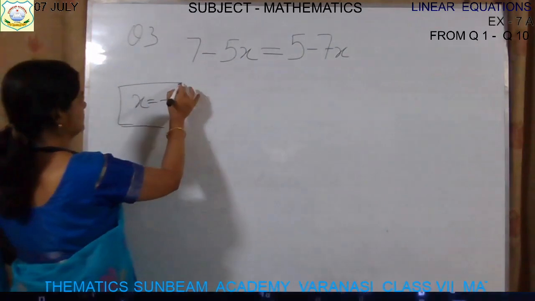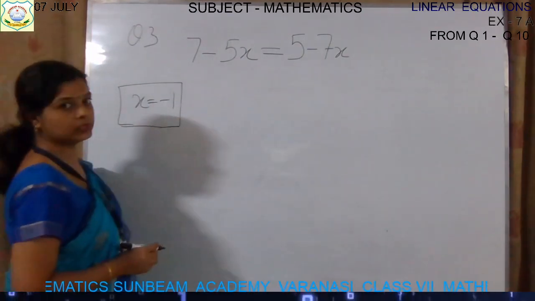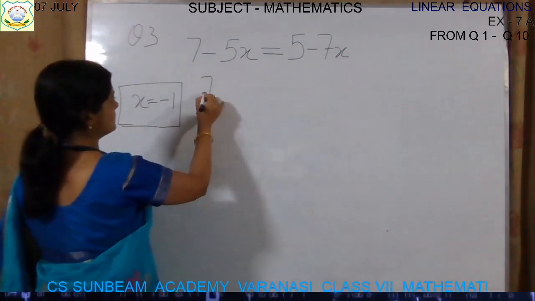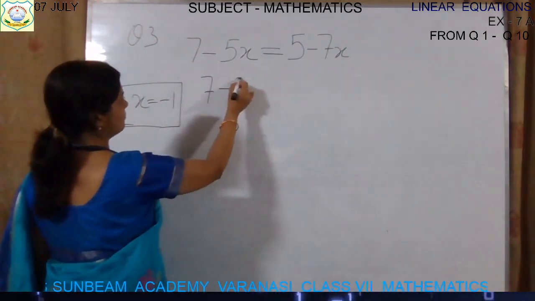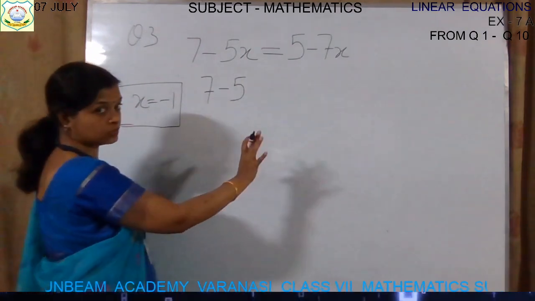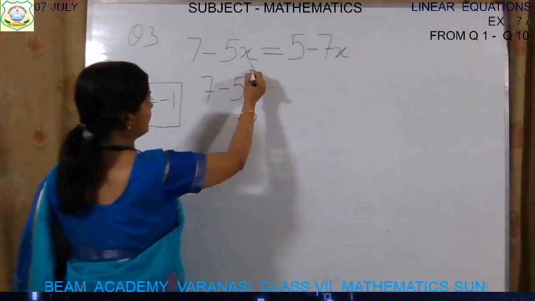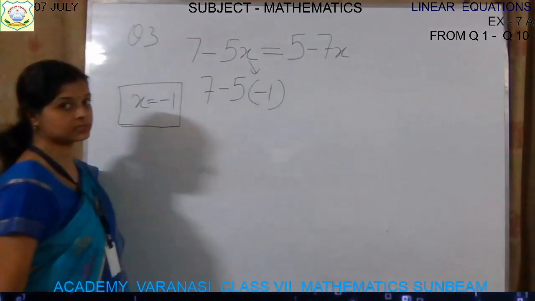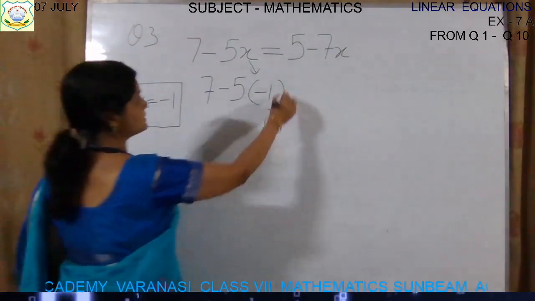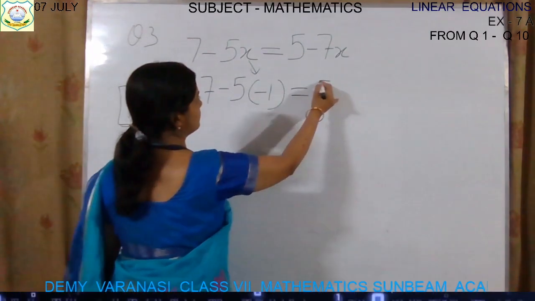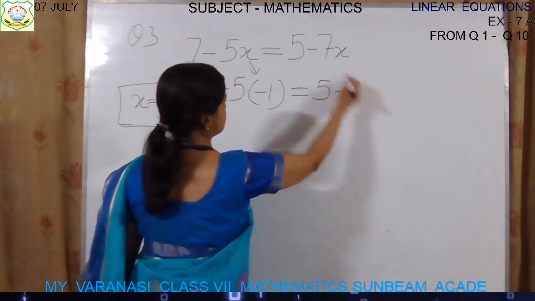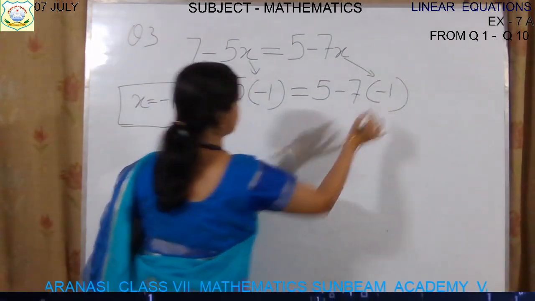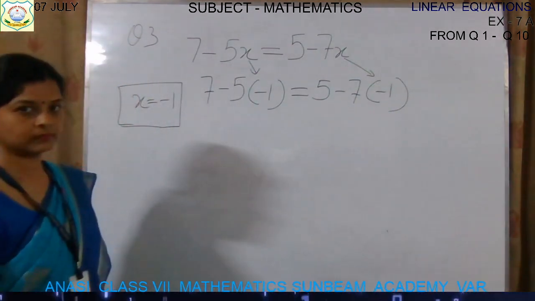Only the question is left. Now, put the value of x as minus 1. So, 7 remains 7 minus 5. Till here, no change is there. In place of x, we will write minus 1 and keep it in bracket because it is minus. Is equal to 5 minus 7, and now in place of x, what we will write? Its value, minus 1. Clear?